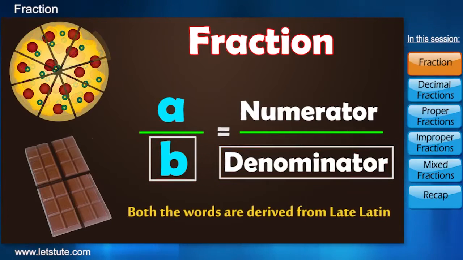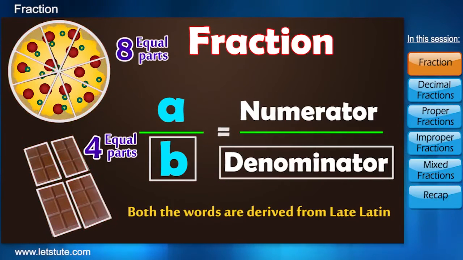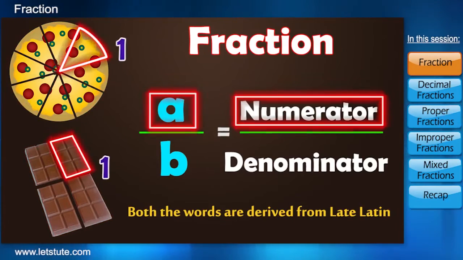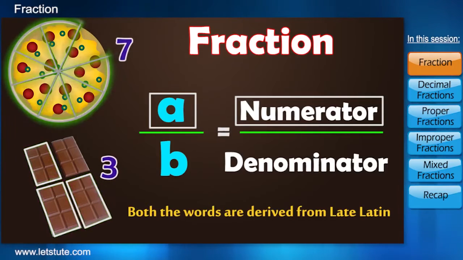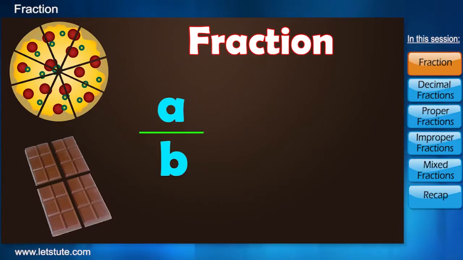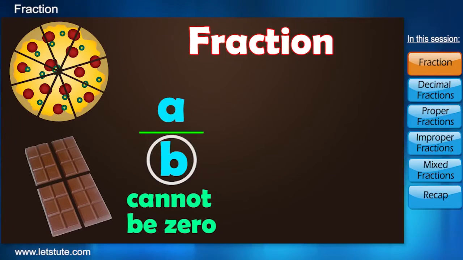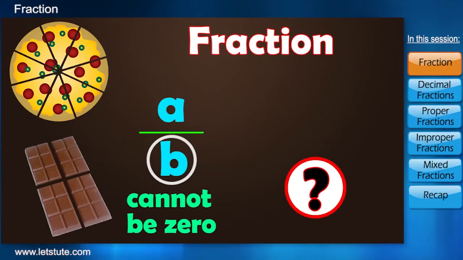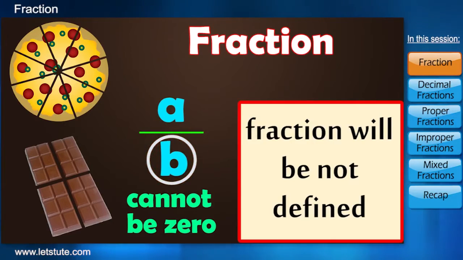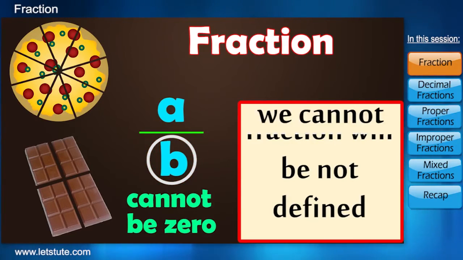Denominator is the total number of equal parts in which the whole is divided. And numerator is the number of equal parts which have been taken out or which have been left out. Like I said before, the numbers of the form a by b are called fractions, where b cannot be 0. But why will it not be 0? Because if it is 0, then the fraction will not be defined, as we cannot divide anything by 0.